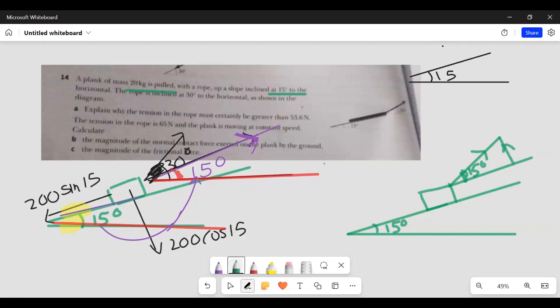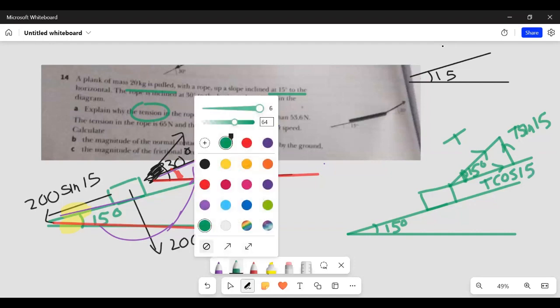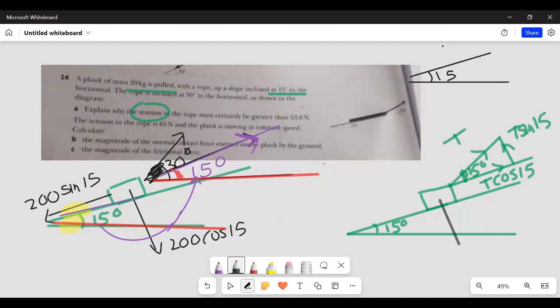Do we have the force? No, it's just the tension. It says tension. So I'm calling it T. So this would be T, opposite, so T sine 15. And this one should be T cos 15. Then there were the weight components. This one was 200 cos 15. And this one was 200 sine 15.